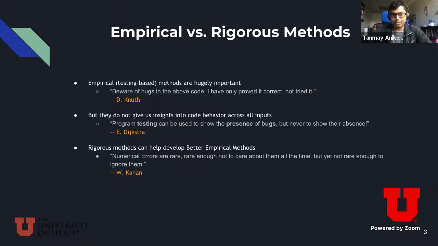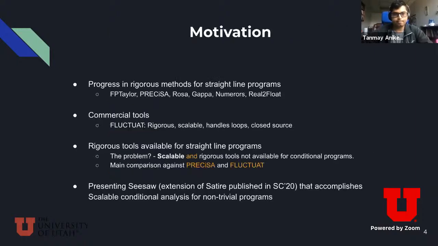This is where rigorous methods come in. Rigorous methods allow us to define rules following which we can write tests that generalize code behavior across input intervals. In this area, rigorous methods are often used to analyze programs, and progress has been made specifically for straight-line programs. State-of-the-art tools, such as those stated here, are available for error analysis of straight-line programs. However, one problem is that existing tools are not scalable, and so choke beyond a few hundred operators.